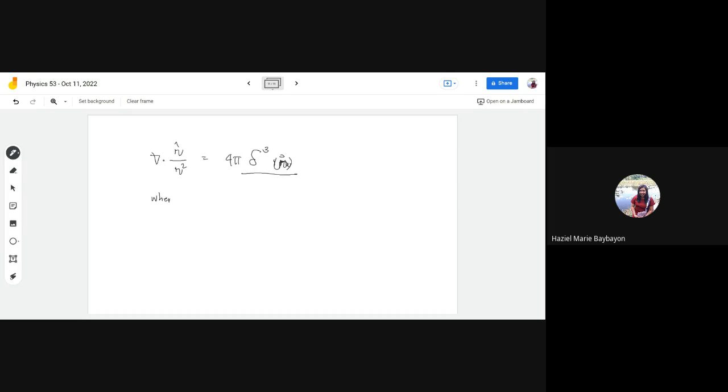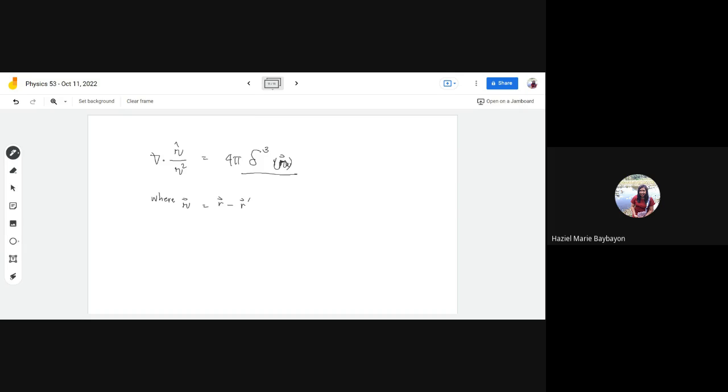So recall that the separation vector R is just equal to r minus r prime. So r being the source point, and then r prime is the field point.